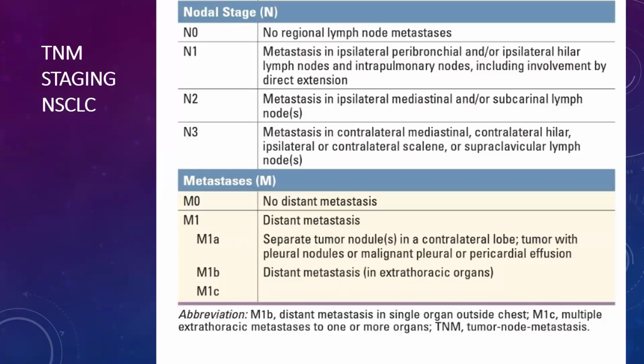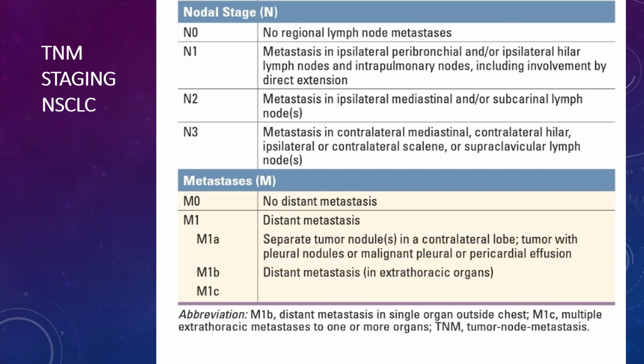Next is you look at the lymph node involvement. So your N. N0 stands for no lymph node metastasis. N1 is if you have metastasis in the ipsilateral, peribronchial, hilar, or intrapulmonary nodes. So N1 are the lymph nodes that are close to the lung parenchyma. Close to the lung parenchyma, peribronchial, intrapulmonary, hilar.